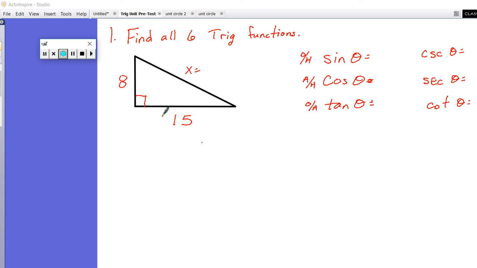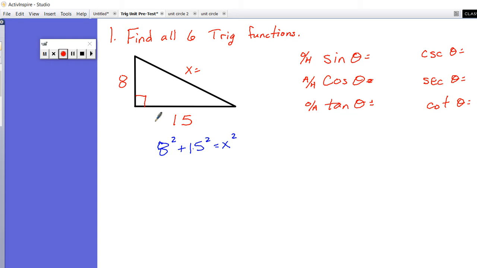Alright, so on number 1, you're supposed to find the sine, cosine, tangent, cosecant, secant, and cotangent of the triangle on the left. In order to do that, the first thing you need to do is use Pythagoras' theorem to figure out the hypotenuse. Pythagoras' theorem says a squared plus b squared equals c squared.